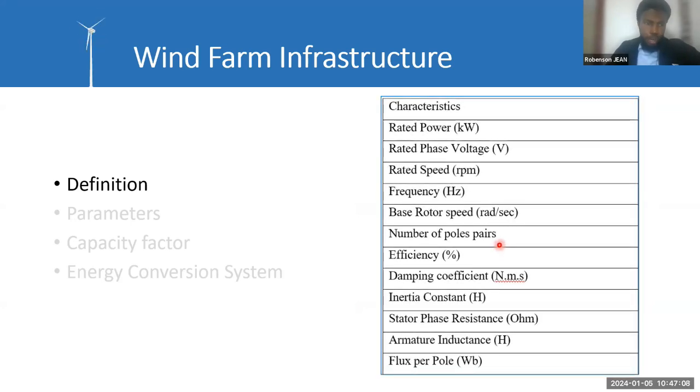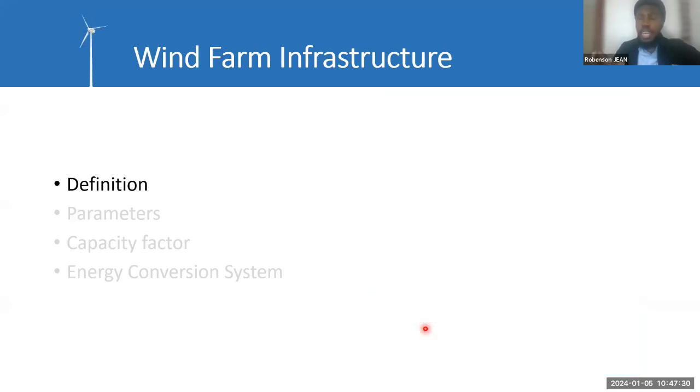Some important parameters for a wind farm are the characteristics of the wind turbines, like the rated power, the rated phase voltage, the speed, the frequency, the efficiency, and also some electromechanical components. And also the range of wind speeds that the wind turbine can manage.